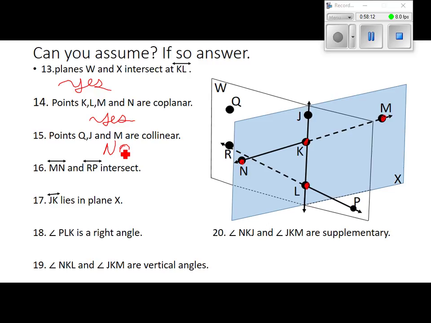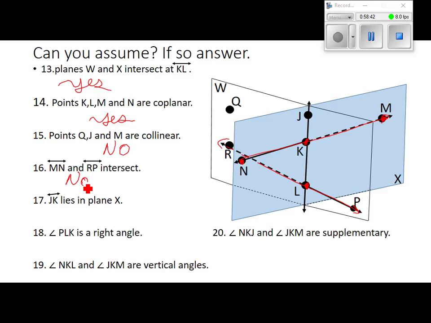Line MN and line RP intersect. MN, that's this line. It's supposed to be dotted there. And RP, it's this line. Do they intersect? They go like this, don't they? One of them comes this way, the other one comes like behind it back here. Looks like they cross each other, but do they ever touch? So we can't decide that from the picture, so it's no.